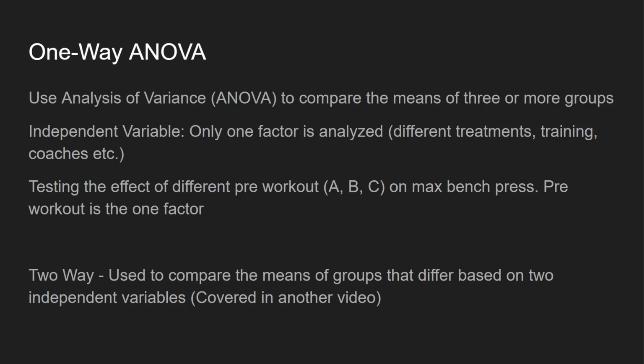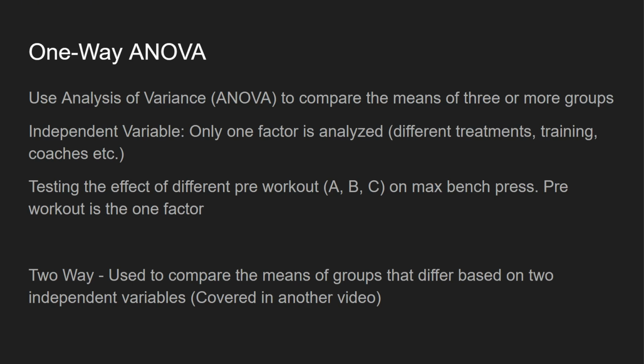All right, so some information on ANOVA. It's called analysis of variance, but I'm going to go by ANOVA because it's so much easier to say. It allows you to compare the means of three or more groups. But what you're going to be doing is only looking at one independent variable.